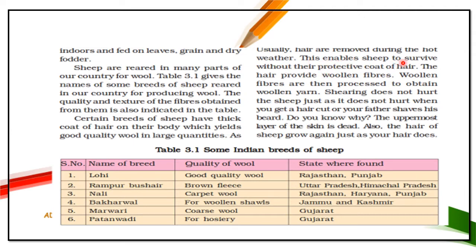This enables sheep to survive without their protective coat of hair. The hair provides woolen fibers. Woolen fibers are then processed to obtain woolen yarn. Shearing does not hurt the sheep, just as it does not hurt when you get a haircut or your father shaves his beard. Do you know why?